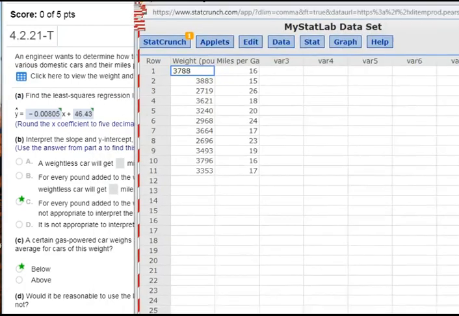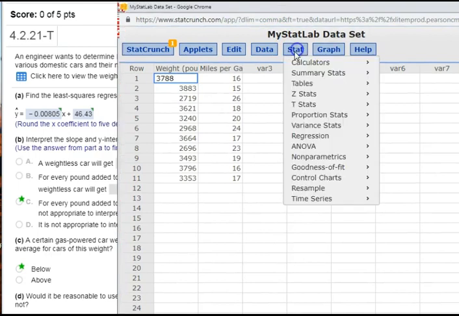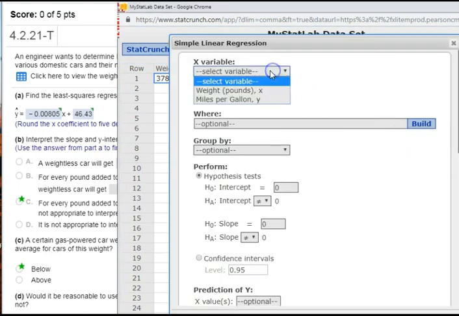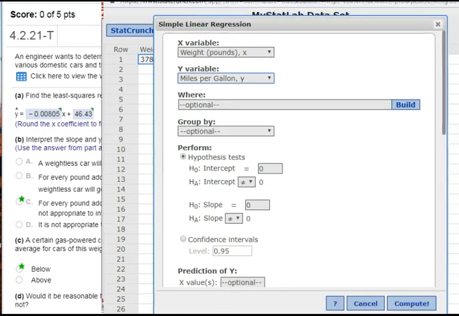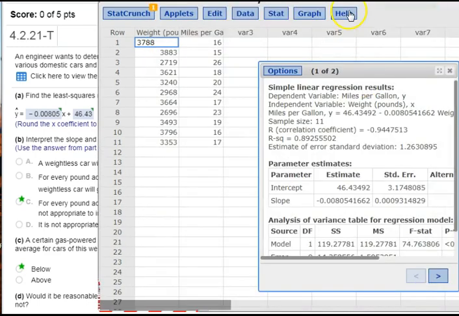And over in StatCrunch, we're going to go Stat, Regression, Simple Linear. And our explanatory variable is the weight. Our response is the miles per gallon that car gets. And we want to hit Compute. So right away we get our regression equation right here.